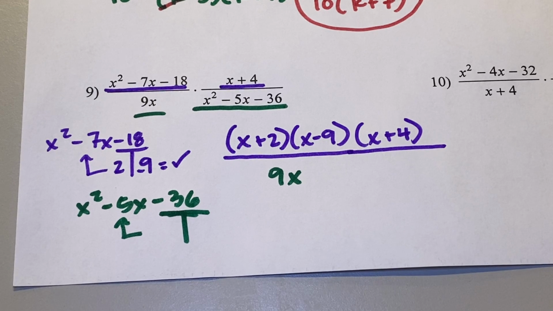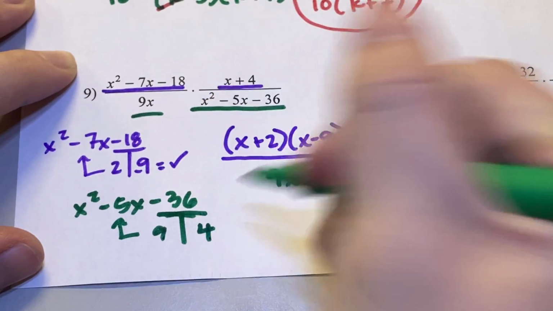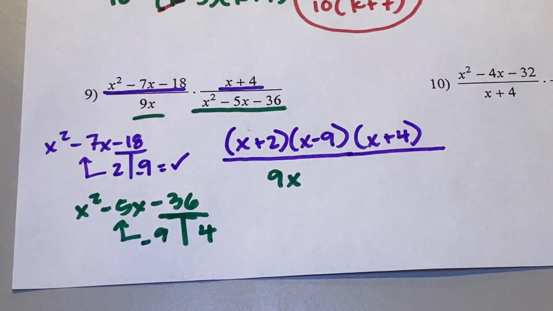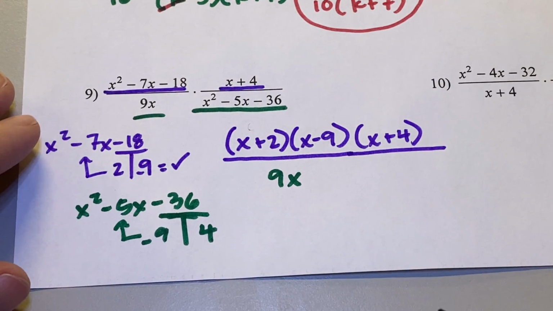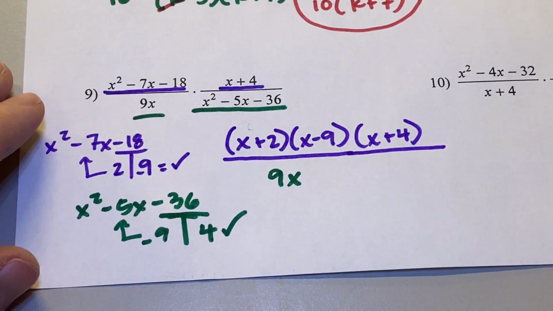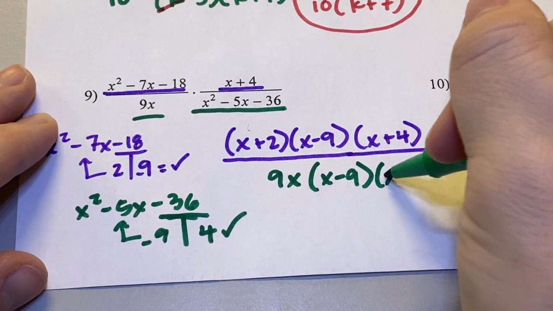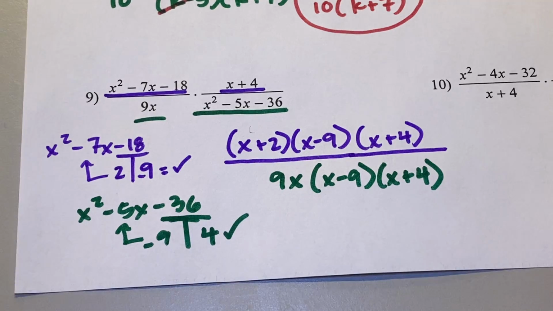Give me a minute. I'm thinking like a 9 and something. What's 36 divided by 9? 9 and 4. Okay, let's try it. 9 and 4 will give me a 5, but I want it to be negative 5, so negative 9 and 4. There we go. Two factors. So that turns into x minus 9 and x plus 4.